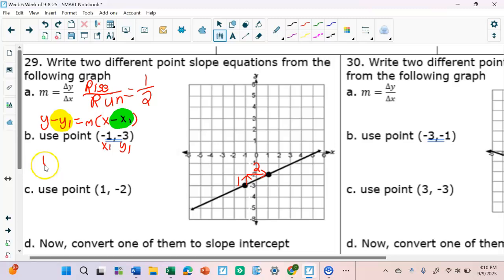Okay, so I'm going to start with y. Now, a negative in front of y1 means take the opposite of y1. So what's the opposite of negative 3? 3.